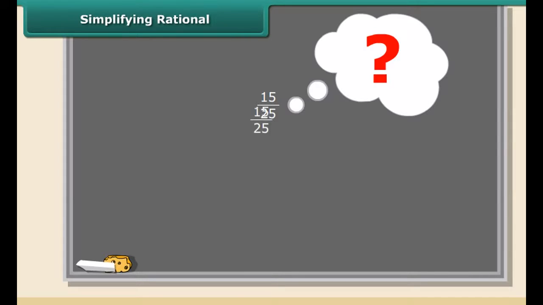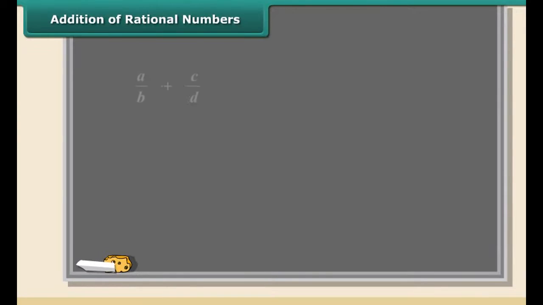Sometimes the rational number can be like that. Do you think that it is in simplified form? No. It can be further simplified. But how? Here we can divide the numerator and denominator by 5 to get 3 by 5. This is the simplest form. So students, remember we can simplify the fraction by dividing the numerator and denominator by a common factor.